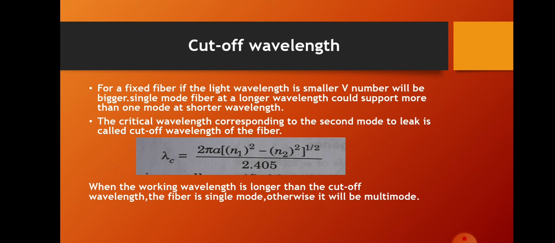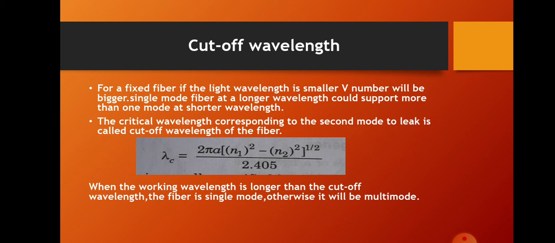Next is the cutoff wavelength. For a fixed fiber, if the light wavelength is smaller, the V number will be bigger, and a single mode fiber at a longer wavelength could support more than one mode at a shorter wavelength. The critical wavelength corresponding to the second mode to leak is called the cutoff wavelength of the fiber.